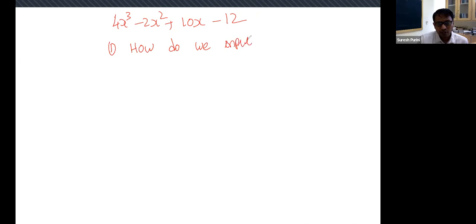Okay, so now let's work on polynomials. In the problem set that you get in assignment 3, you may have to work with them. Let's say we have a polynomial 4x cube minus 2x square plus 10x minus 12. The question is, how do we input this polynomial? And the second question is, how do we store it?